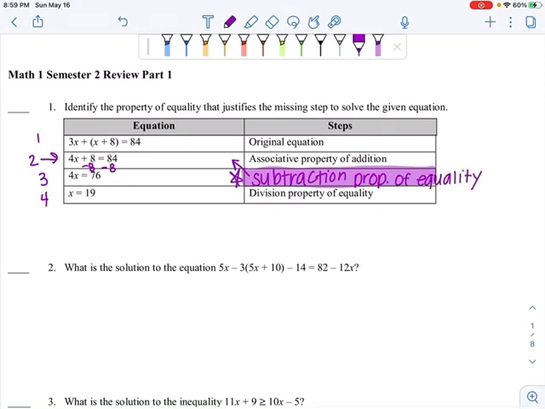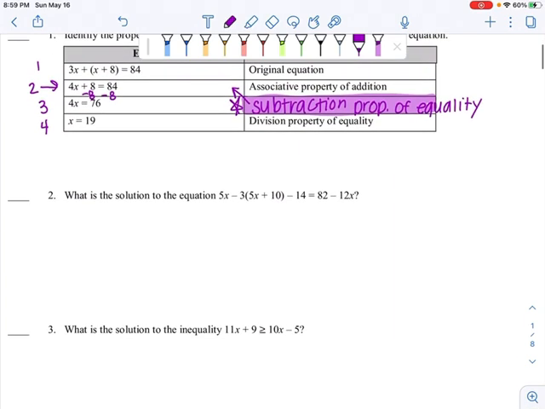Okay. Number 2, it says, what is the solution to the equation 5x minus 3 times the quantity 5x plus 10 minus 14 equals 82 minus 12? So we have to solve for x. That's our goal. So right here, I see that I could already distribute the negative 3 into the parentheses. And remember, the order of operations tells us to do parentheses first.